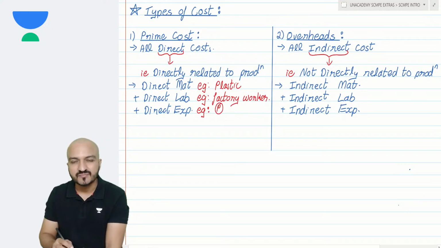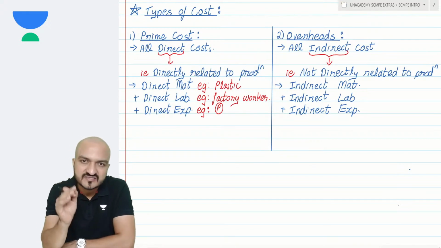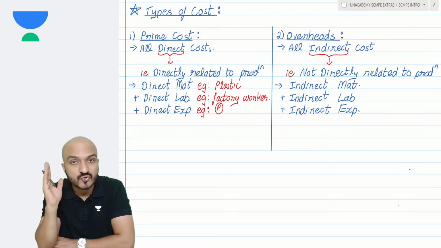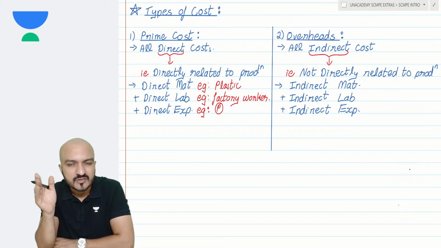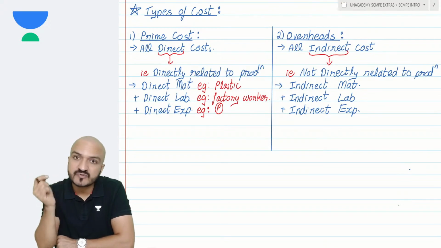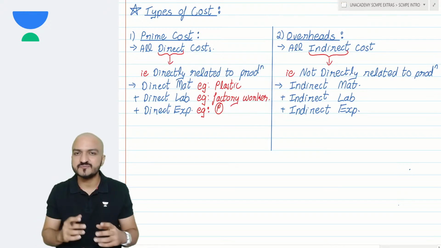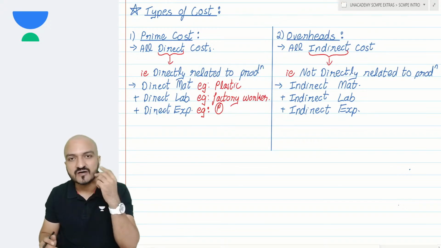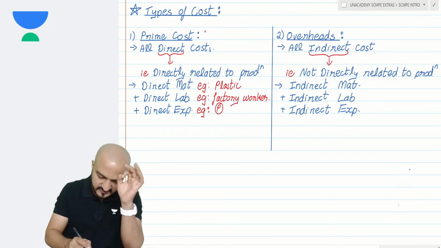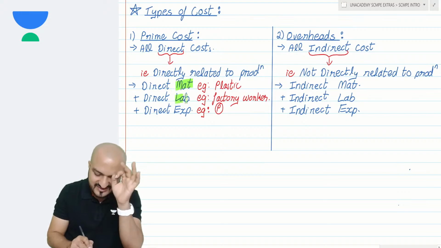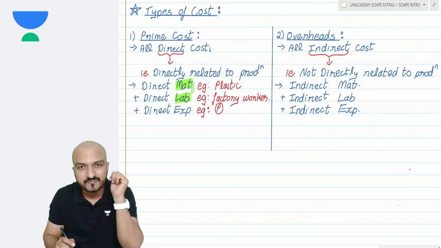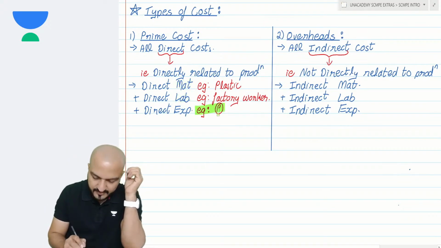Direct expenses. You know, there are very few examples of cost which fall under direct expenses. You might have noticed that in ICAI questions at your CA Inter level, there are very few questions in which direct expense was given, because direct expense is actually very rare. Direct expenses means it is not material, it is not labor, still it is directly related to the product. Now, can you think of any such example here?